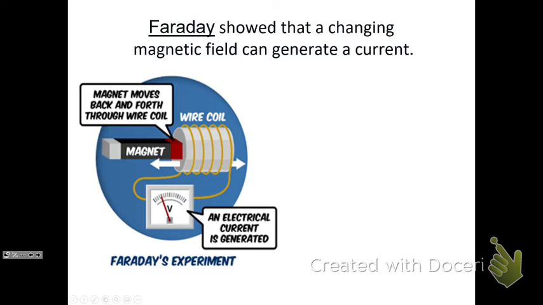And he showed that a changing magnetic field can generate a current. Remember when you guys did that little activity, you had to move that magnet back and forth to make that light bulb go off? Right? You guys remember that? Yeah. Yeah? Okay.